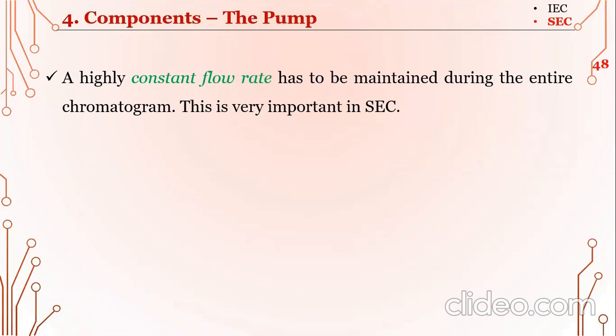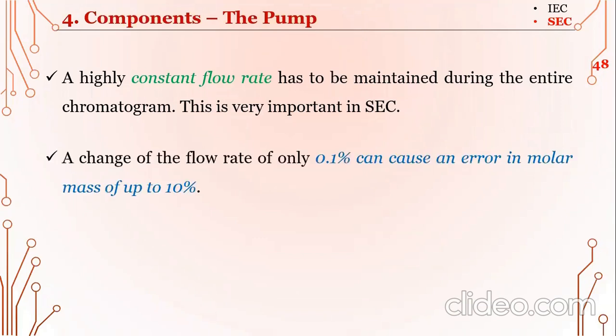We have to consider all those things as well, but we have to check whether the flow rate is constant or not, because this will also affect the results. A highly constant flow rate has to be maintained during the entire chromatogram, and this is important actually. A change of flow rate of only 0.1 percent can cause an error in the molar mass of up to 10%. So this is how important the flow rate is.